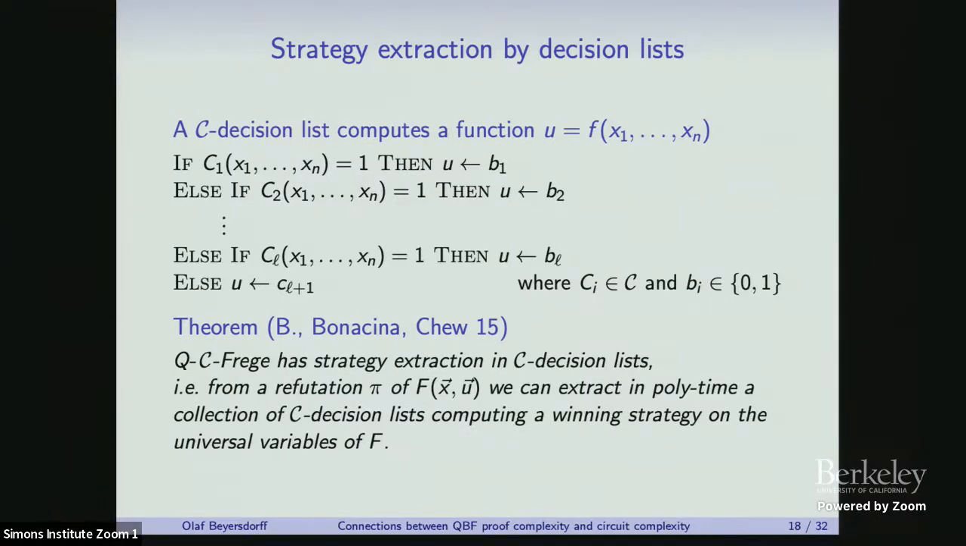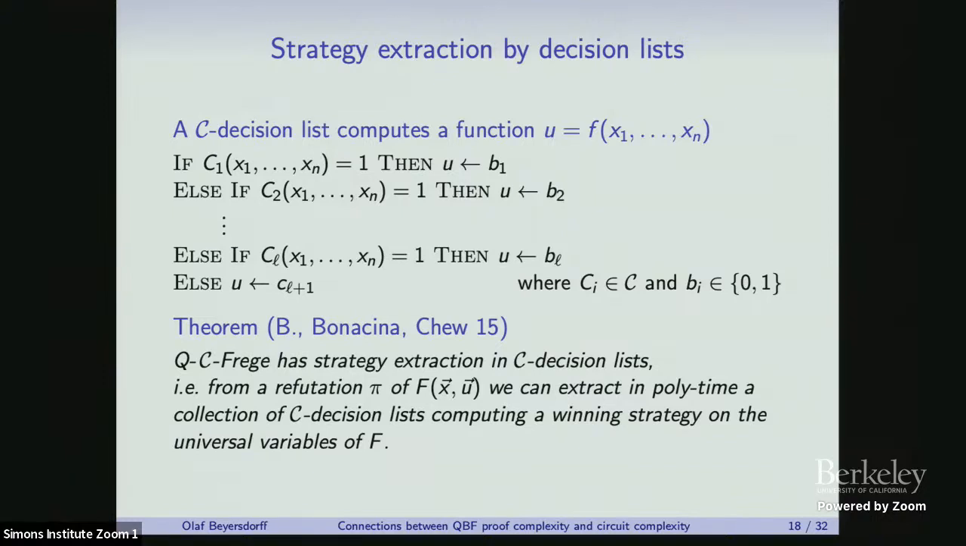And now what we can do for these systems is we can actually, from a proof, extract a winning strategy for the universal player. So we start with a proof, and from the proof, we extract the winning strategy. And in fact, it is also used in solving to certify answers, similar to what Jakob talked about in the morning.